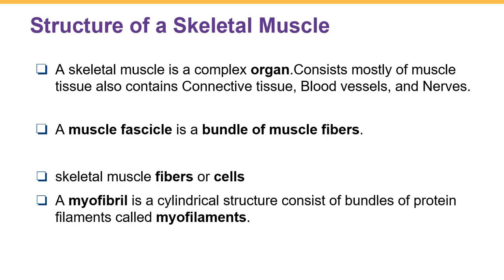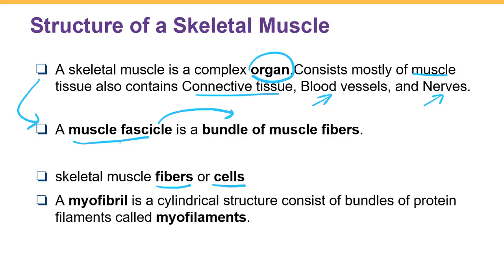The structure of a skeletal muscle, which we discussed, we know it's an organ like your biceps muscle, like your triceps muscle, because it's made up of muscle tissue. It also contains connective tissue, like epimysium, endomysium, perimysium. It also has blood vessels to send nutrients and oxygen, and nerves to send signals from our brain and nervous system. Each muscle as an organ is composed of muscle fascicles, and each fascicle is a bundle of muscle fibers. Make sure you know the muscle fiber is the same as the muscle cell. Each muscle cell is composed of myofibrils, these cylindrical structures, and each myofibril is composed of myofilaments, the protein filaments, which are important in muscle contraction.